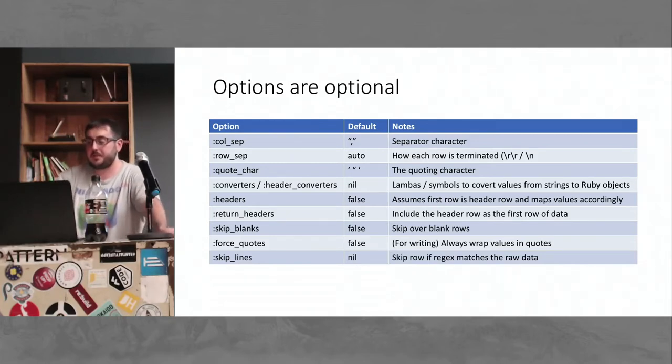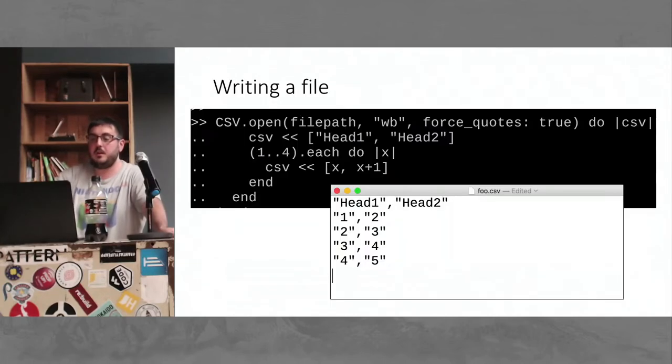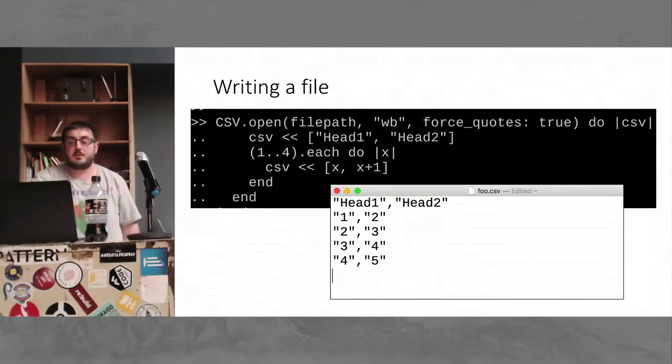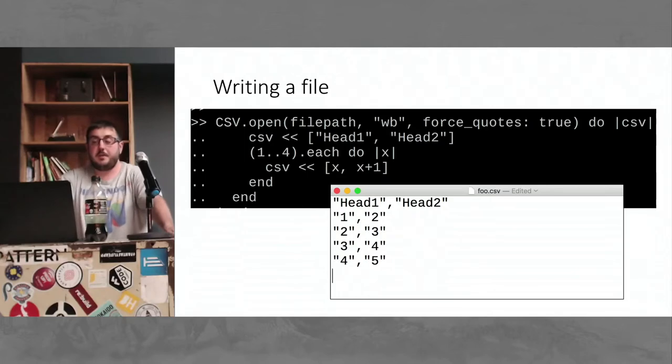Here's a couple of examples. The most basic one is writing a file. CSV open, you give it a file path. Because CSV is a wrapper for file, you have to give it a write mode. In this case, write binary. It defaults to read binary, which means you can't actually write to anything. So I don't know why this is an optional argument, but yeah. And then you pass in your options hash. We're going to always require quotes. And then you give it a block.